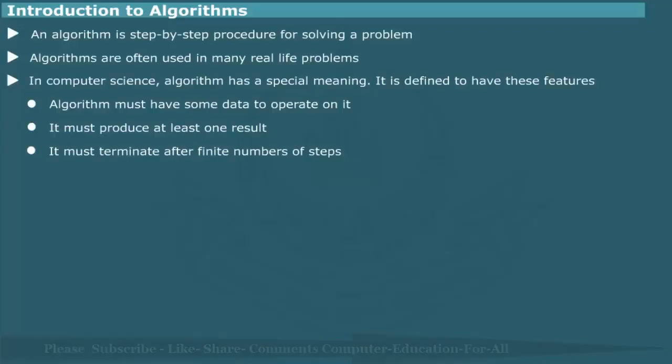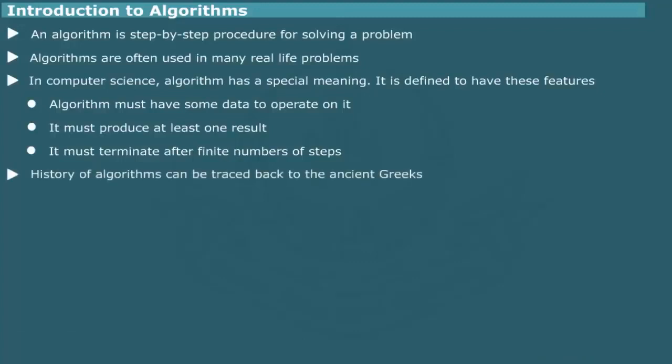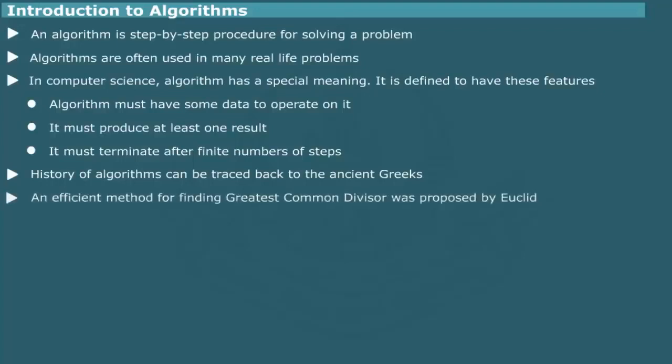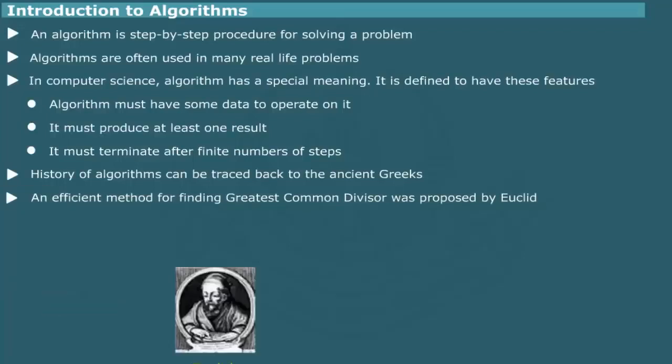Algorithms have a long and fascinating history. The step-by-step procedures for solving geometrical and arithmetical problems can be traced back to the ancient Greeks over 1,000 years ago. An efficient method for finding the greatest common divisor of two integers was proposed by Euclid.